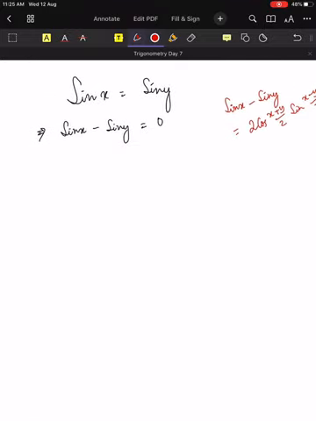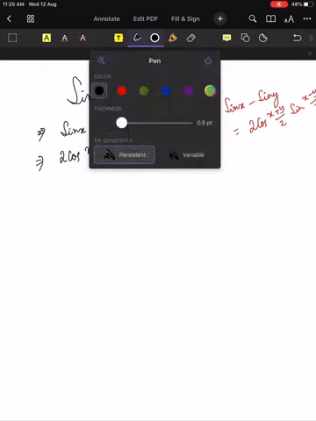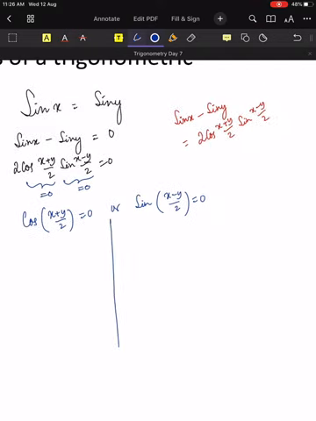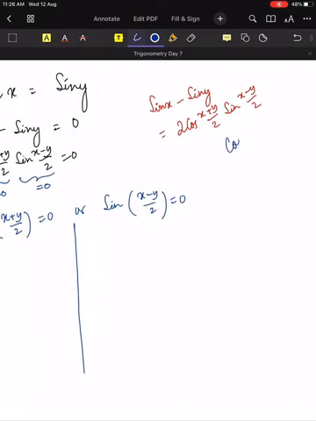Let's apply that formula in here. So what do you get? So we get 2 cos (x plus y)/2 sin (x minus y)/2 equal to 0. So from here what do we see? That either this one is equal to 0 or this one equal to 0. Yes or no? So what we can write? Either cos (x plus y)/2 is equal to 0 or sin (x minus y)/2 equal to 0. Clear? Okay.